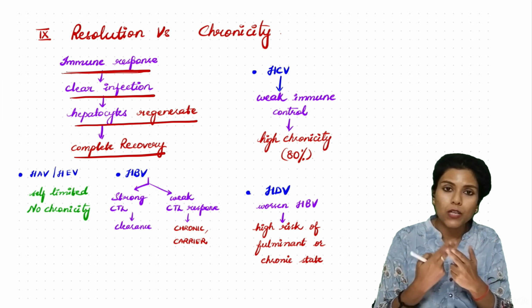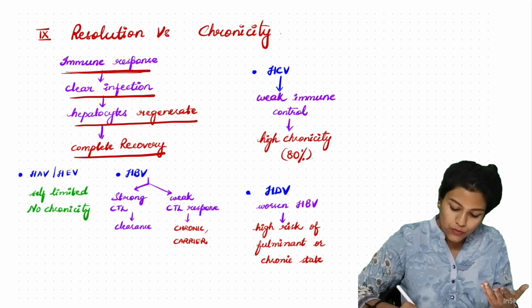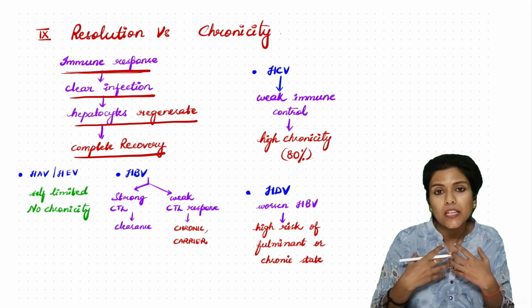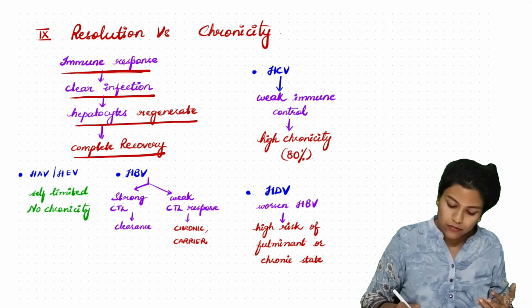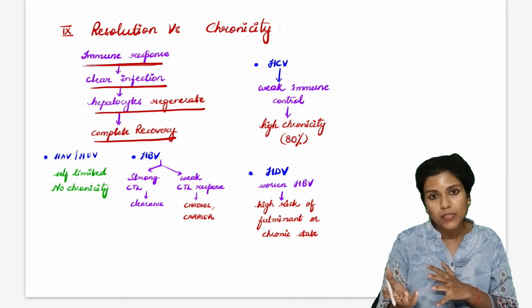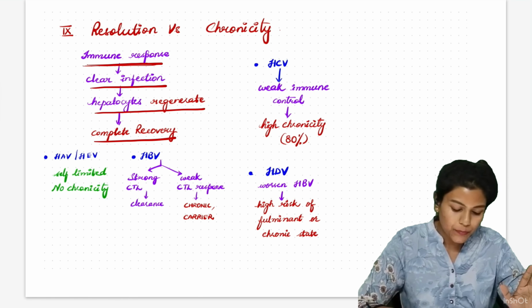So the presence of both hepatitis B and D, a double whammy, will cause more severe infection. There is a high risk of fulminant failure or the chronic state. It will rapidly progress to failure, or it will go into a chronic state. This is about the resolution or the chronicity part. It depends entirely on the immune clearance mechanisms.